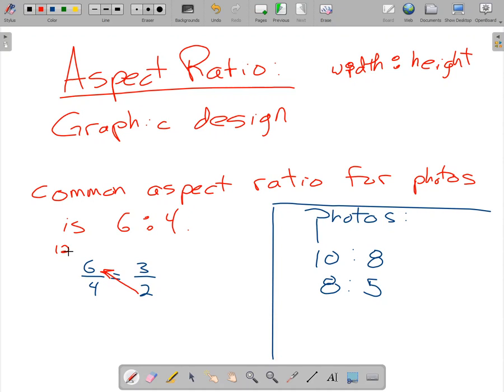6 times 2 is 12, 4 times 3 is 12, so a 6 to 4 and a 3 to 2 are the same ratio. But if we tried the same thing with an 8 to 5 versus a 6 to 4, when you cross multiply, 4 times 8 is, what is it, 32? And 5 times 6 is 30. So we have 30 versus 32.